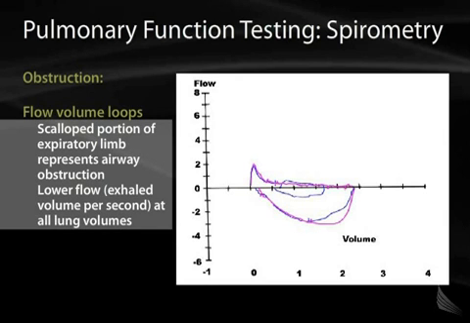It's obvious that this patient with the flow volume loop shown in the graph is going to have a lower peak flow than somebody that does not have obstructive lung disease.